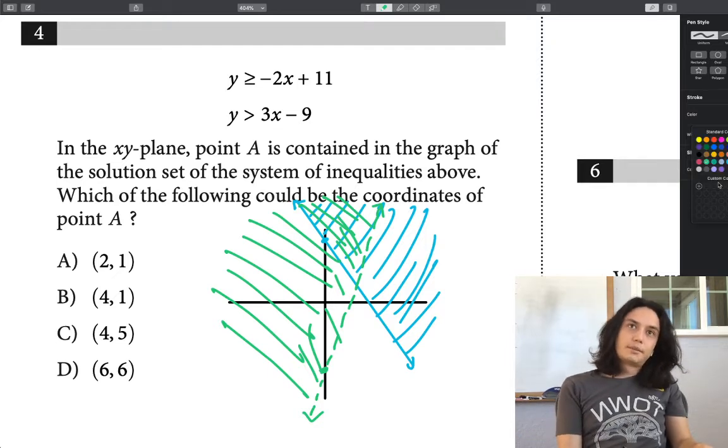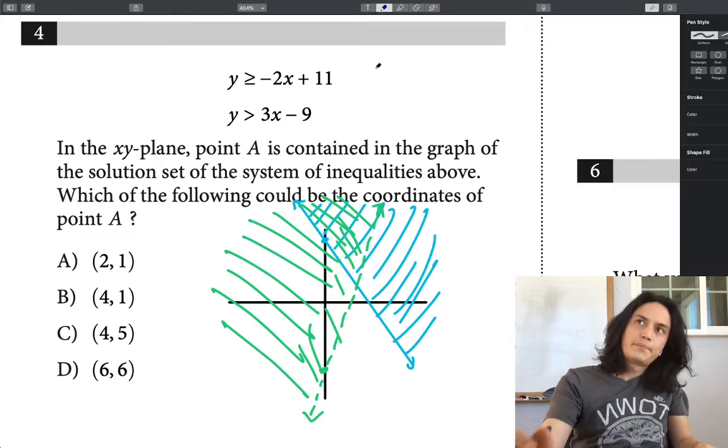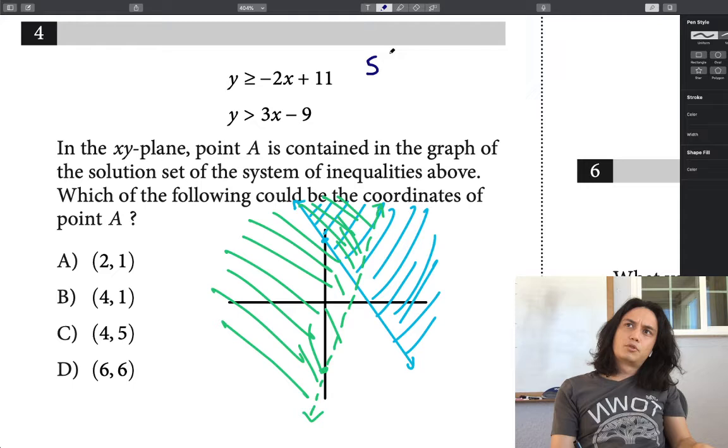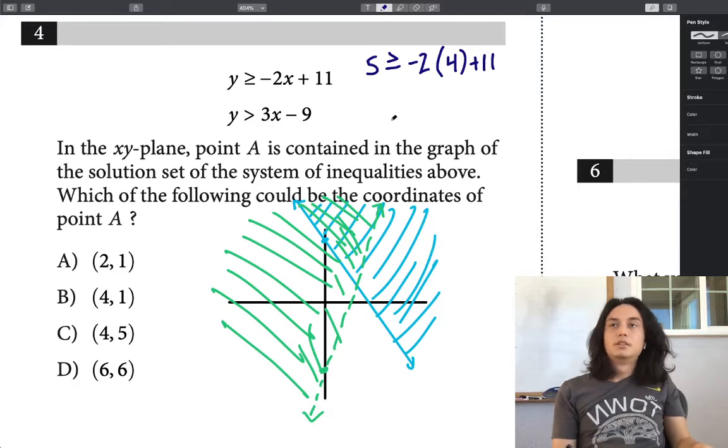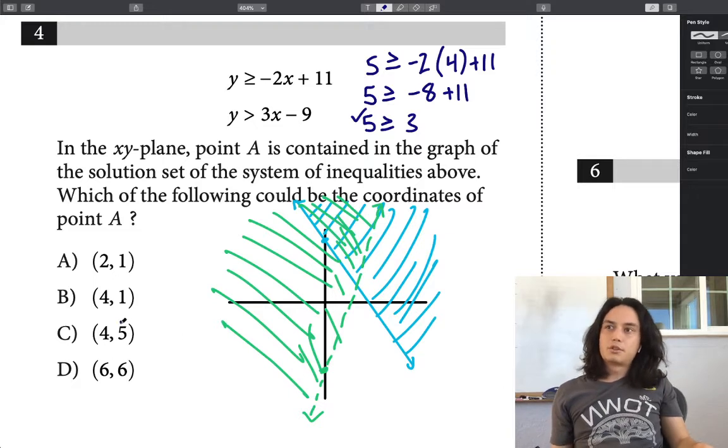And what checking it looks like is just plugging it in to both, right? So I'll just do this up here. The 5 is the y, 4 is the x. We're going to ask, is 5 greater than or equal to negative 2 times 4 plus 11? Right, so 5 is greater than or equal to negative 2 times 4, this is negative 8, plus 11, so that's just 11 minus 8. 5 is greater than or equal to 3. Well, hey, that's true. Hooray! All right, cool. So that's good so far.